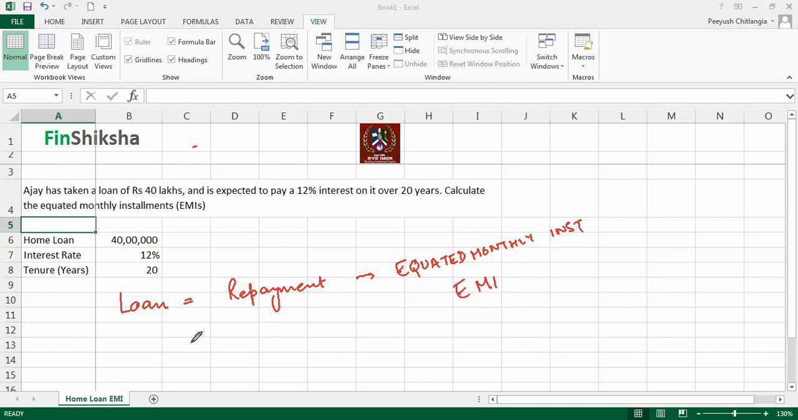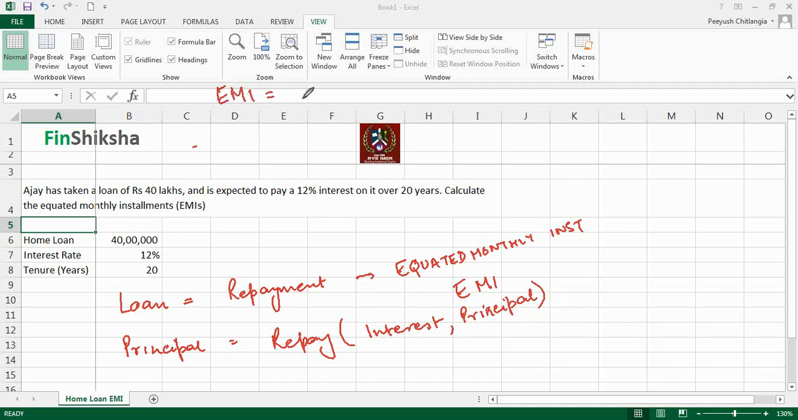Now typically the way it works is, if you have a loan amount, whatever is the principal amount, when you make a repayment, the repayment is a combination of the interest, and because you have to retire the loan over its tenure, there is some principal as well, right? So in a sense, the equation that works out is EMI equals interest plus principal.